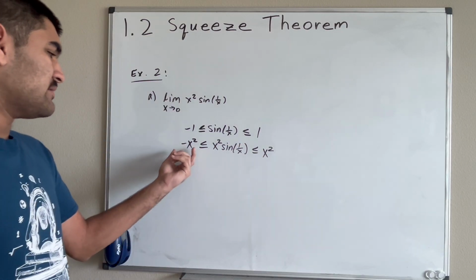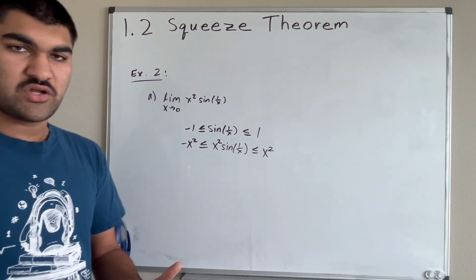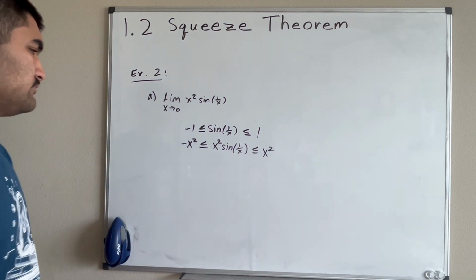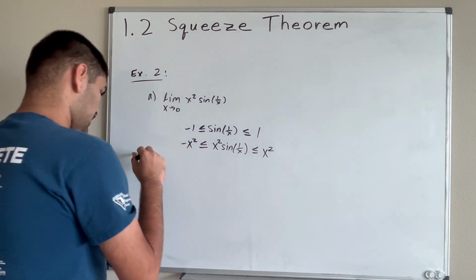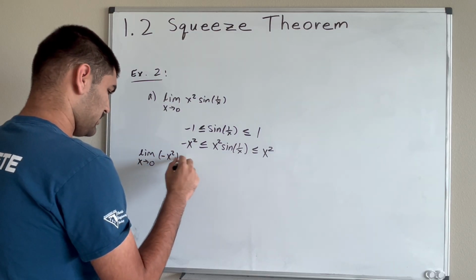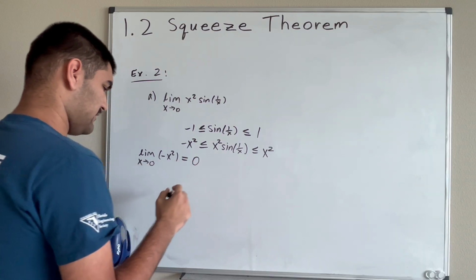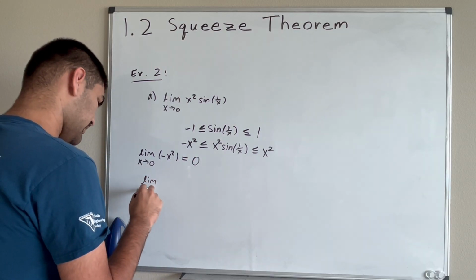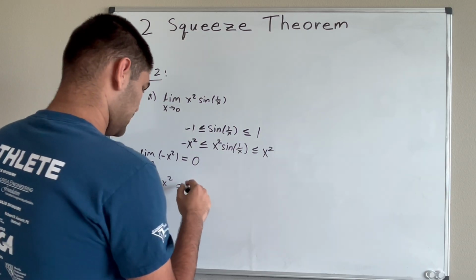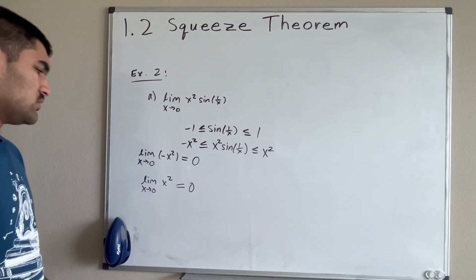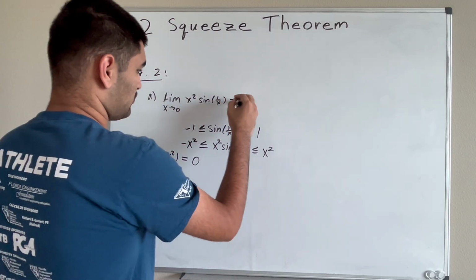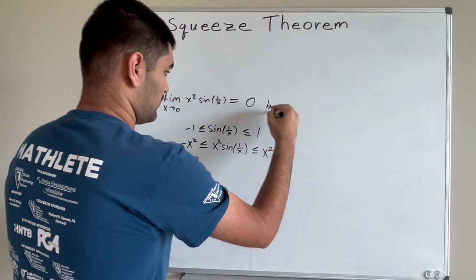So now as long as the limits of negative x squared and x squared are equal to each other, then we can simply apply the squeeze theorem and find the limit of this, right? And indeed that is the case, because if we take the limit as x approaches 0 of negative x squared, you just substitute in 0 and you get 0. And similarly, if you take the limit as x approaches 0 of positive x squared, again you just substitute in 0, so you get 0 squared, which is just 0. So because these two limits are the same and they're 0, this original limit will also be equal to 0 by the squeeze theorem.